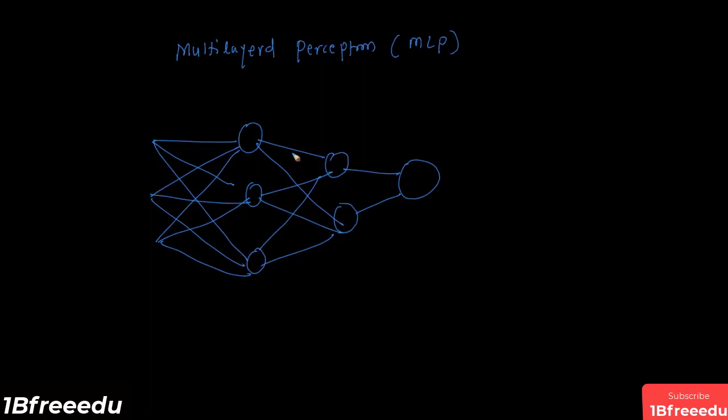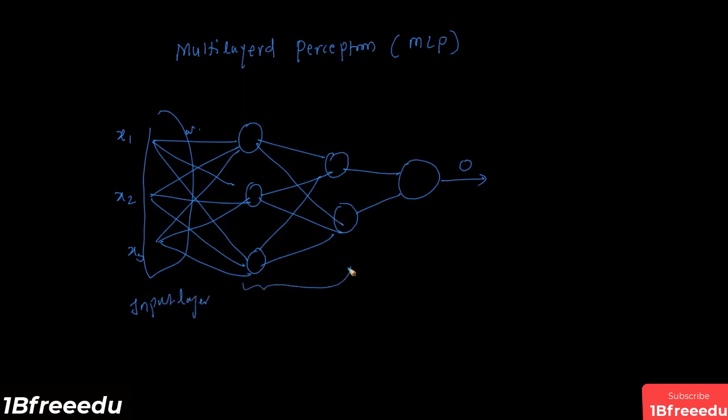So each unit here is a single neuron or perceptron. So these are inputs x1, x2, x3. Of course here we have weights, wi is here, and this is the output. So this layer is called the input layer. These two layers are called hidden layers. This is hidden layer 1, this is hidden layer 2, and this is called the output layer.